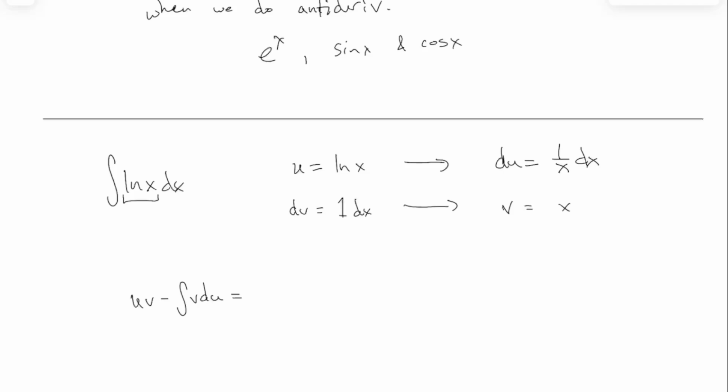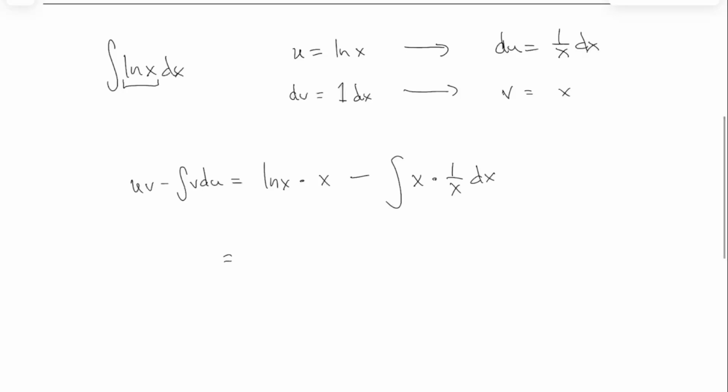UV minus integral V du. So I have already computed all the little pieces. So U is ln x, V is x, minus integral of V, which is x, times du, which is 1 over x dx. All right. Now, as always, when you're doing integration by parts, we still have an integral to do, but hopefully this integral is easier to do than what we started with. And you should typically simplify the integral before you try to do it. So this ln x times x, I like to write it as x ln x. It's the same thing.